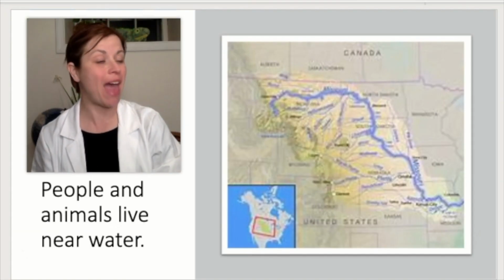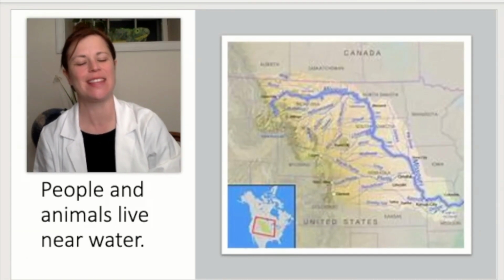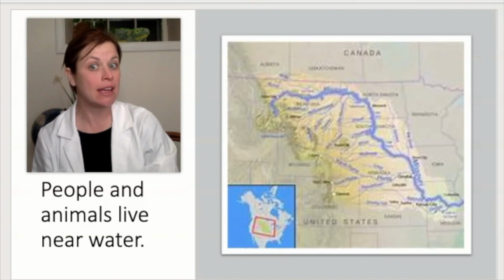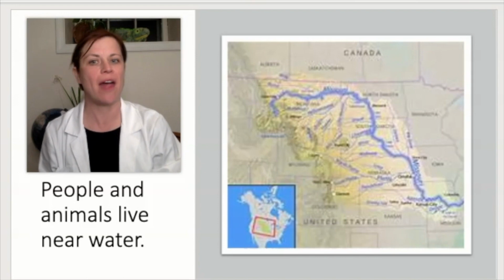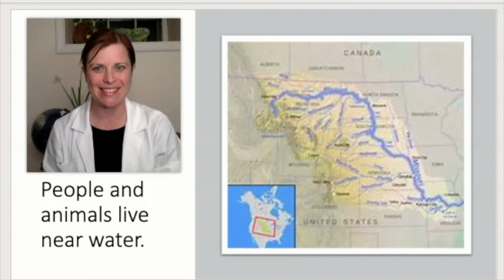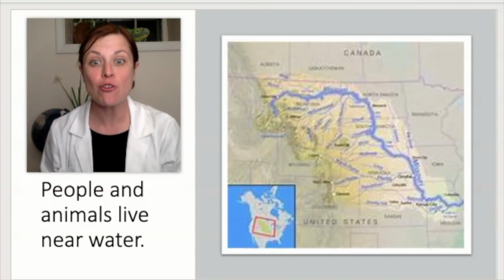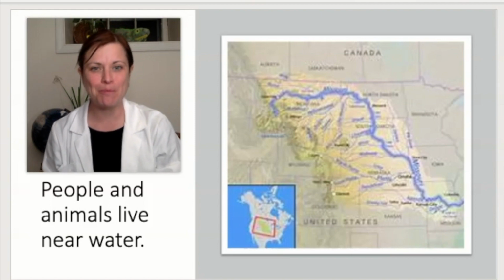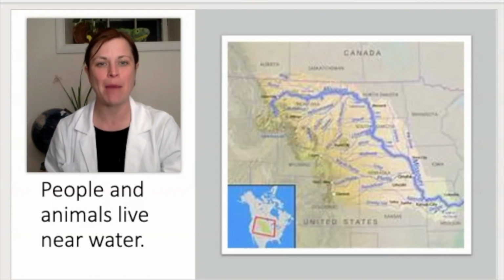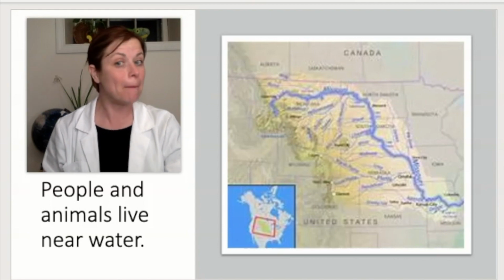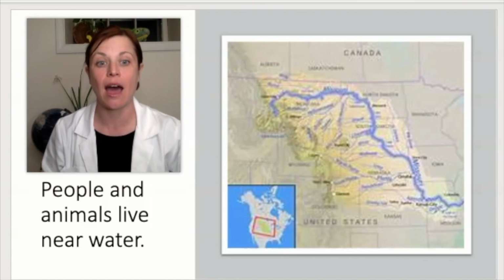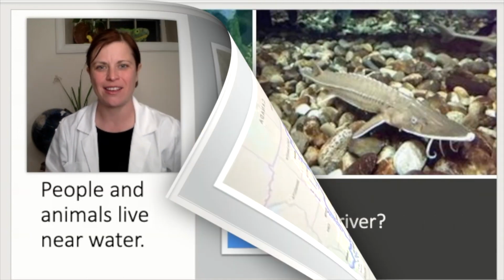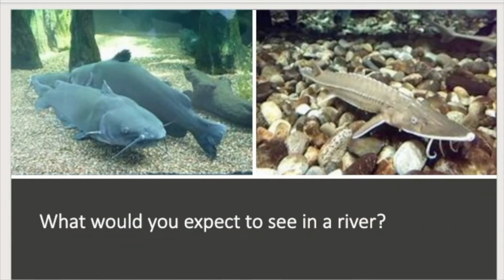We know that people and animals live near water. Take a look at this map. Do you know what the blue represents on this map? A river. The big blue line represents a river, but not just any river. It represents the Missouri River. What would you expect to see in a river habitat?